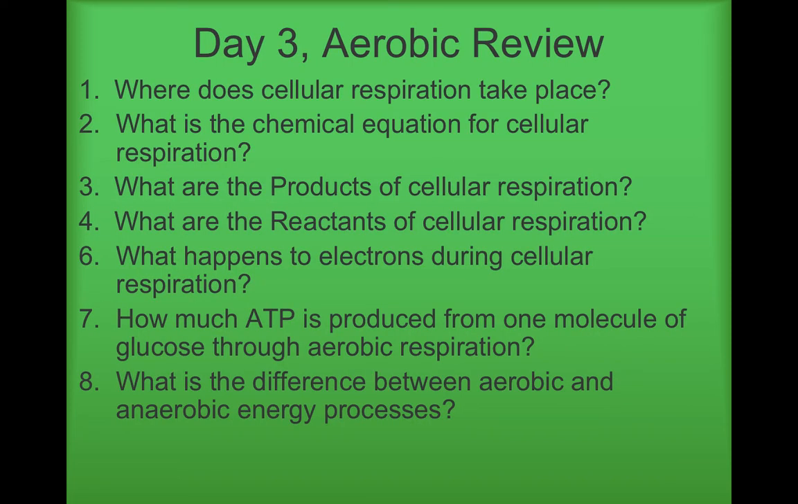So here's some review questions for you. Where does cellular respiration take place? What's the chemical equation for cellular respiration? You know, products and reactants. This is all the same as before. What happens to the electrons during cellular respiration? They all get taken to the electron transport chain so that we can make ATP. How much ATP is produced? 34 to 38.